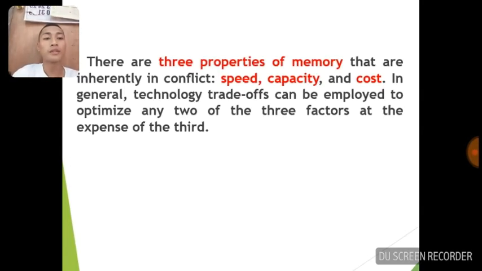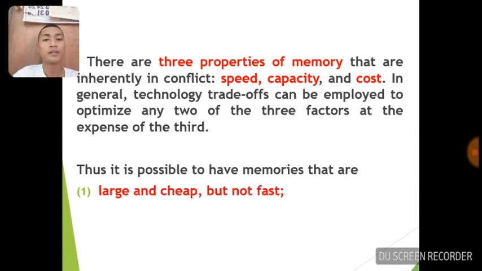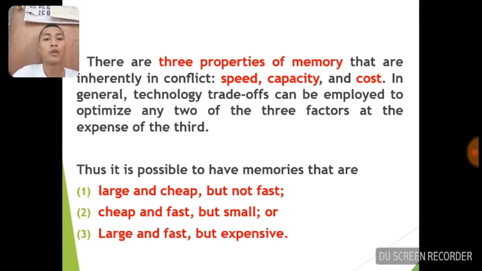There are three properties of memory that are inherently in conflict: speed, capacity, and cost. In general, technology trade-offs can be employed to optimize any two of the three factors at the expense of the third. Thus, it is possible to have memories that are large and cheap but not fast, cheap and fast but small, or large and fast but expensive.